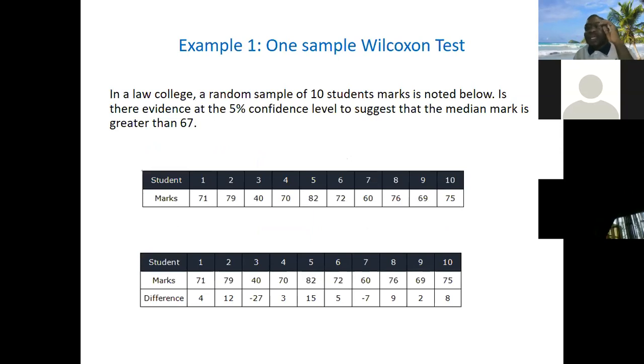So let's quickly look at this sign test, the one sample Wilcoxon test. In a law college, a random sample of 10 student marks is noted below. Is there evidence at the 5 percent confidence level to suggest that the median mark is greater than 65? Here, you try to compare with a median mark in another college, or maybe in the year before. So in the year before, you look at the median mark.